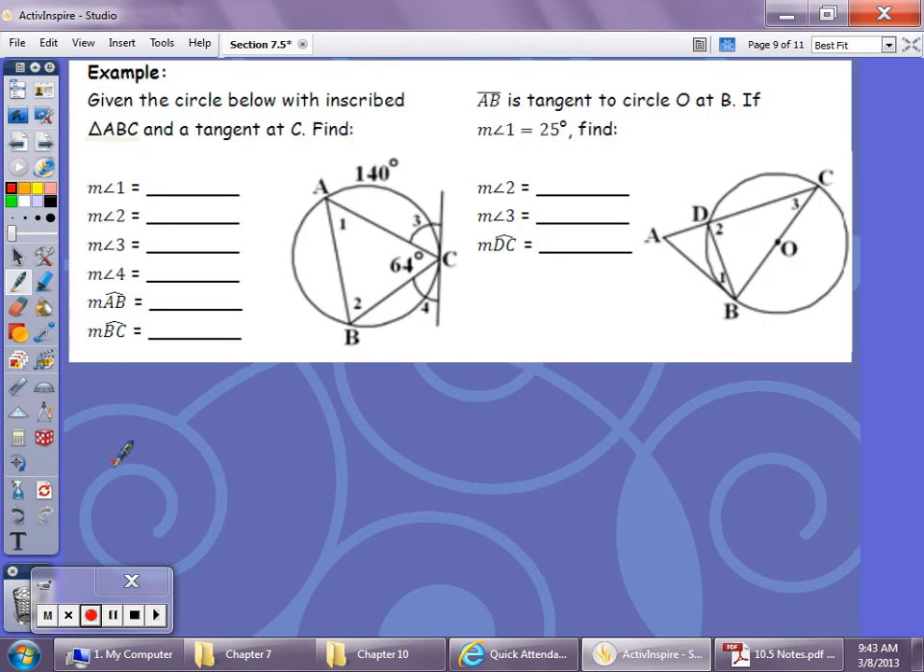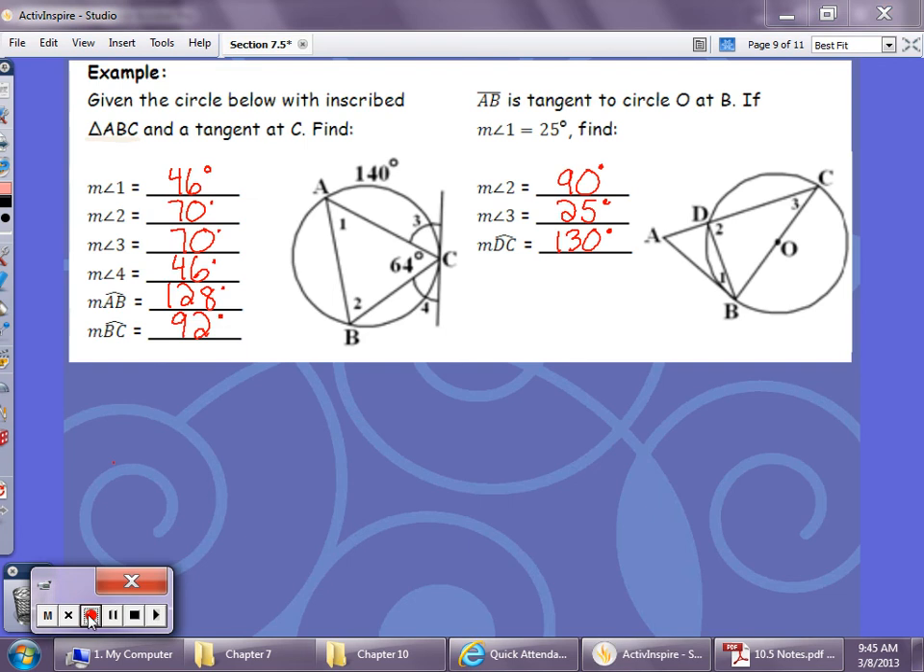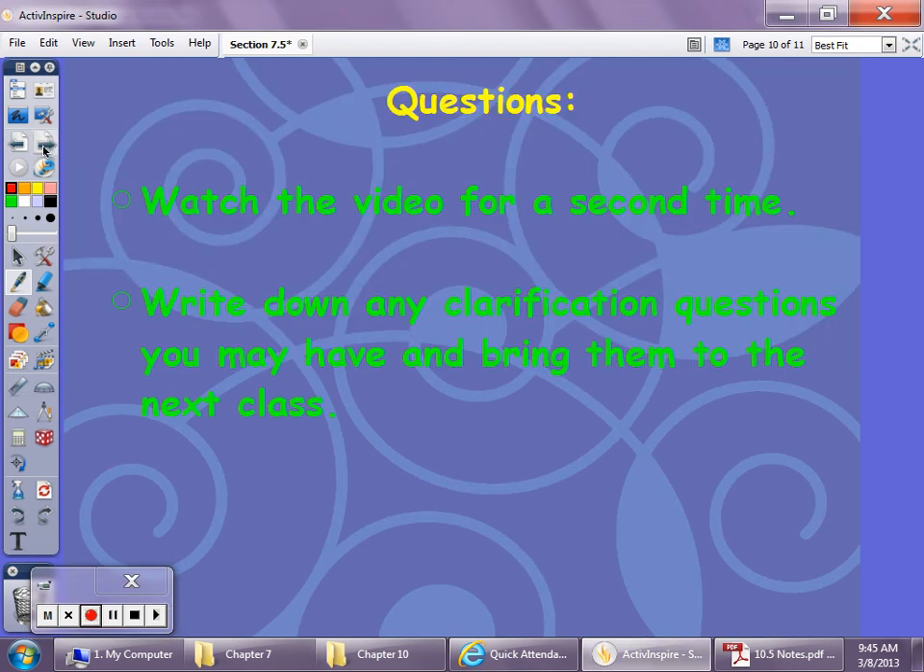At this time, go ahead and stop the video, work through the examples, and when you're ready to see the answers, go ahead and start the video back up. So here are the answers to the examples. If you did not get the correct answers, again, stop the video and rework the problems. If you're still unable to get the correct answers, make sure that you bring any questions that you might have to the next class. So this brings us to the end of our lesson.